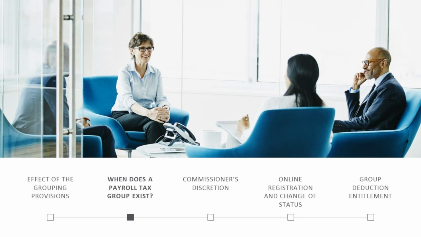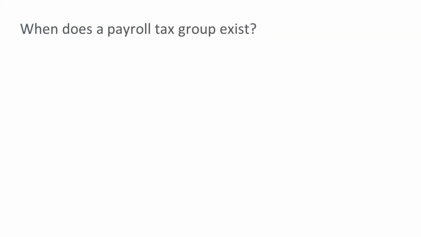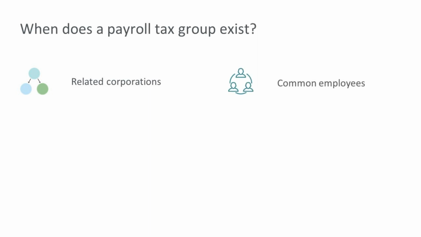Now, let's look at the reasons why a business may be grouped with another business. There are 6 different ways in which a payroll tax group can be formed. I'll go into more detail on the coming slides. First are related corporations. Put simply, this is where a company controls another company. Second is common employees, where employees are shared between multiple businesses. Third is for groups of commonly controlled businesses. This occurs where the same person or group of people control 2 or more businesses.